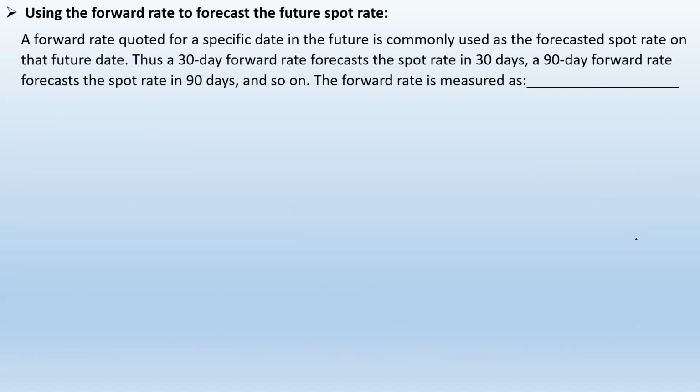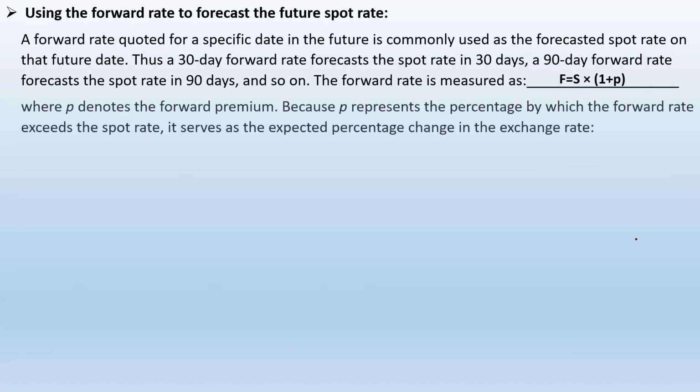So the forward rate is quoted for a specific date in the future. It is commonly used as a forecasted spot rate on that future date. So a 30-day forward rate forecasts the spot rate in 30 days, and the 90-day forward forecasts the spot rate in 90 days. And the forward rate, remember, we can write it as S times 1 plus P. P is the forward premium or discount.